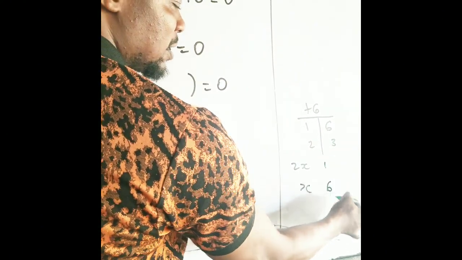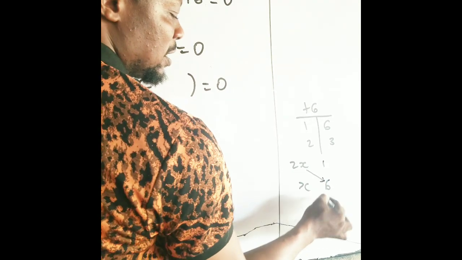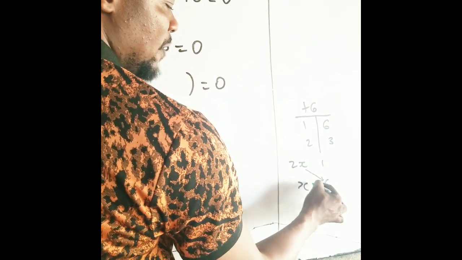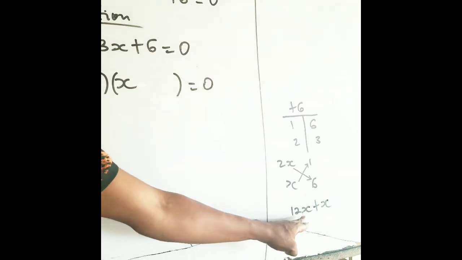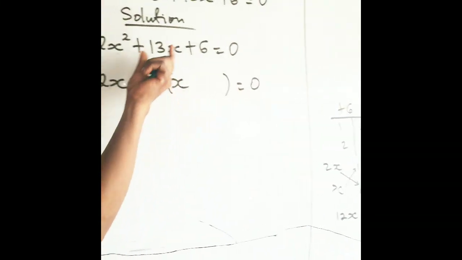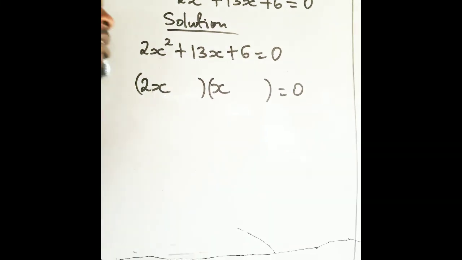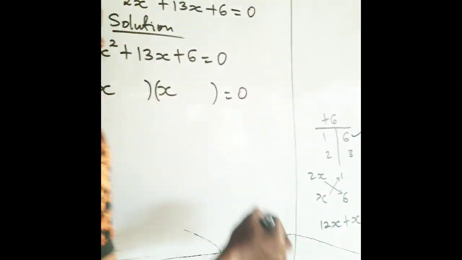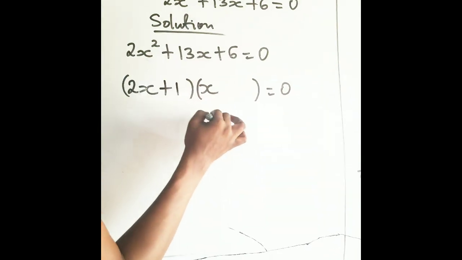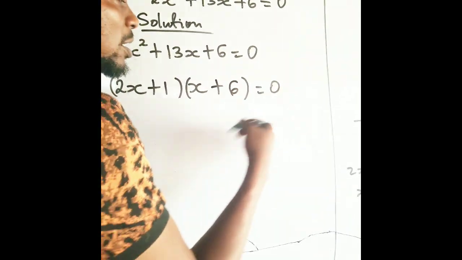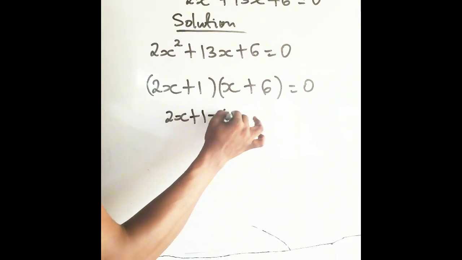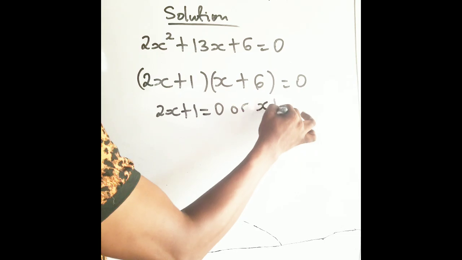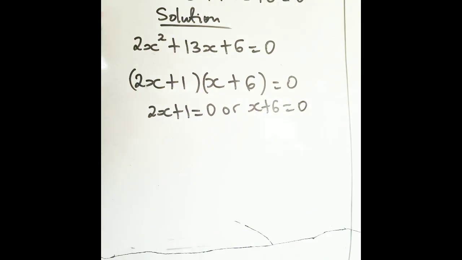We have 1 and 6. If you multiply this by this, it gives us 12x. If you multiply this by this, it gives us x. And by the time we add 12x and x together, we are going to get 13x. So this is correct. So we put plus 1 and plus 6 equals 0. Now 2x plus 1 equals 0, or x plus 6 equals 0.